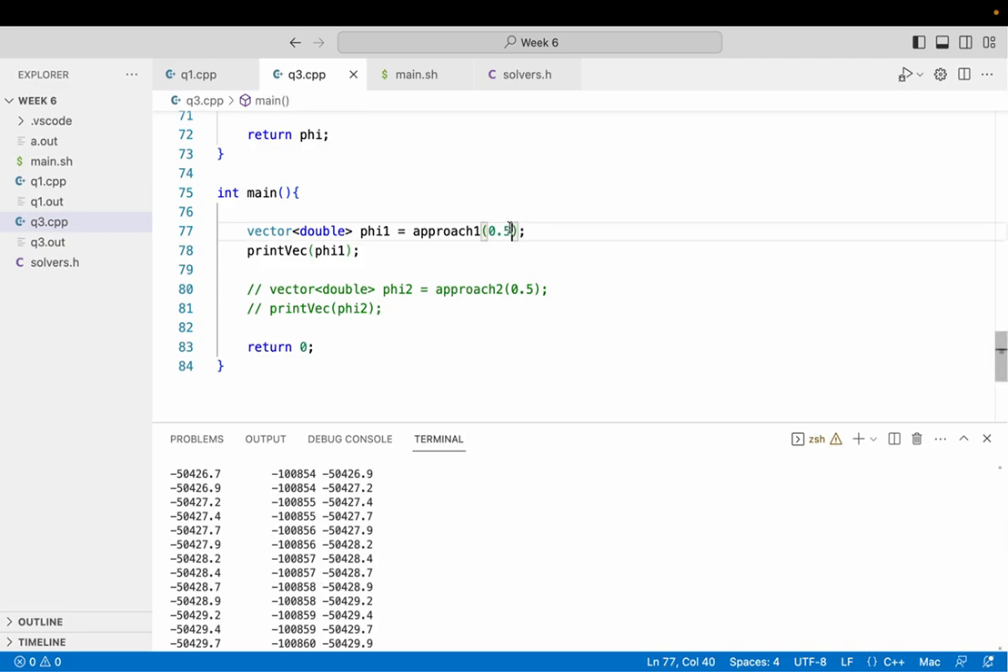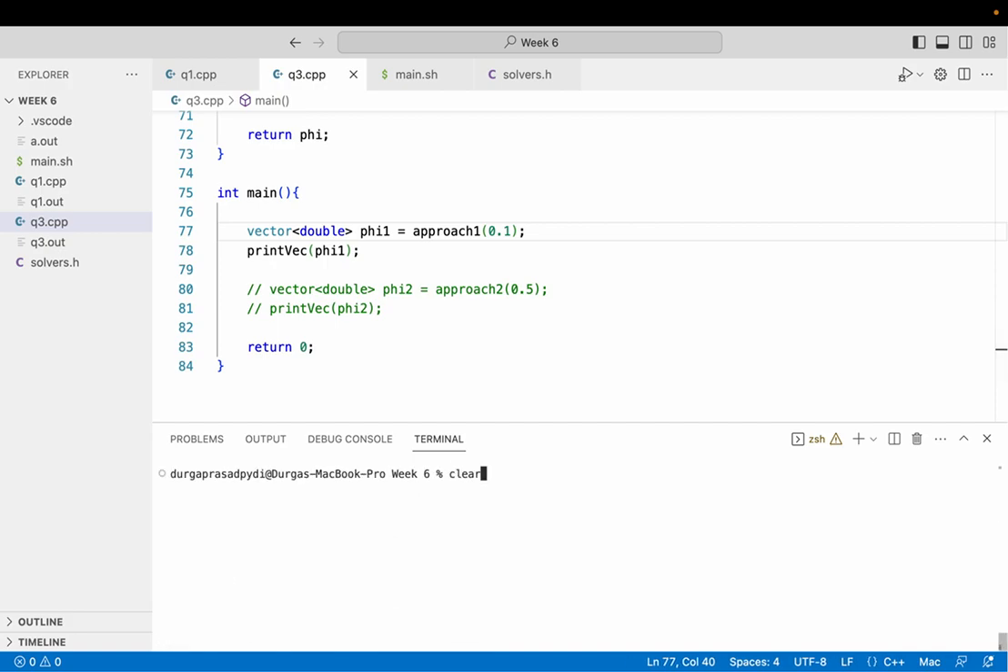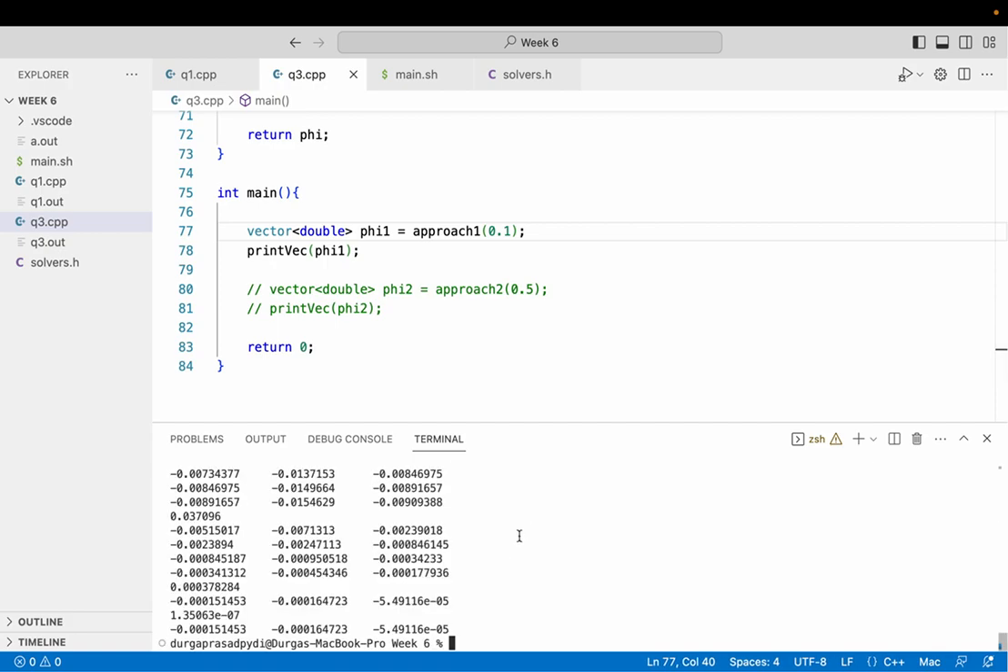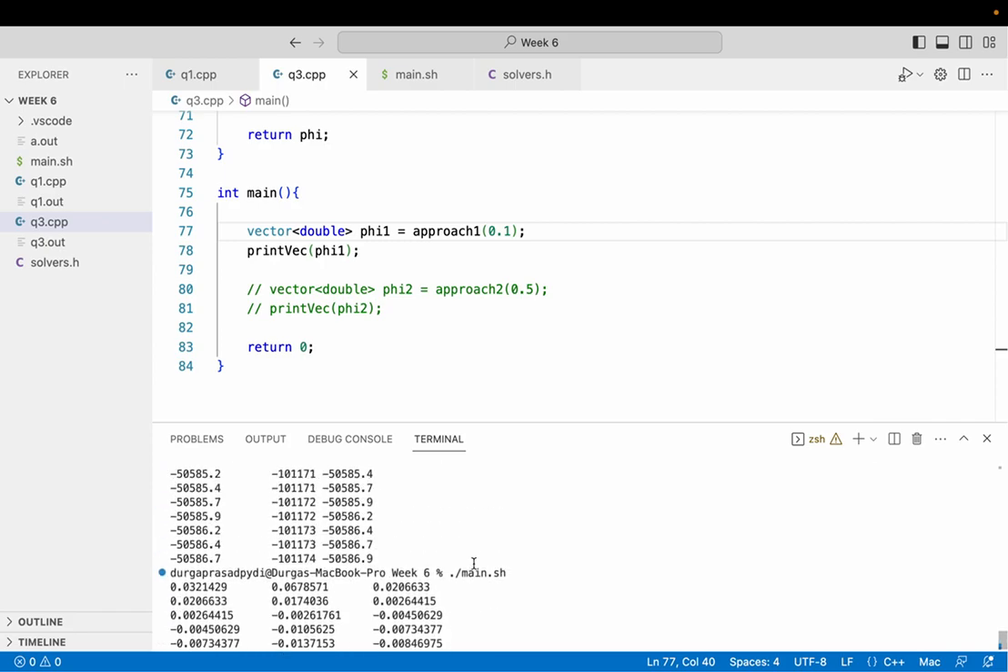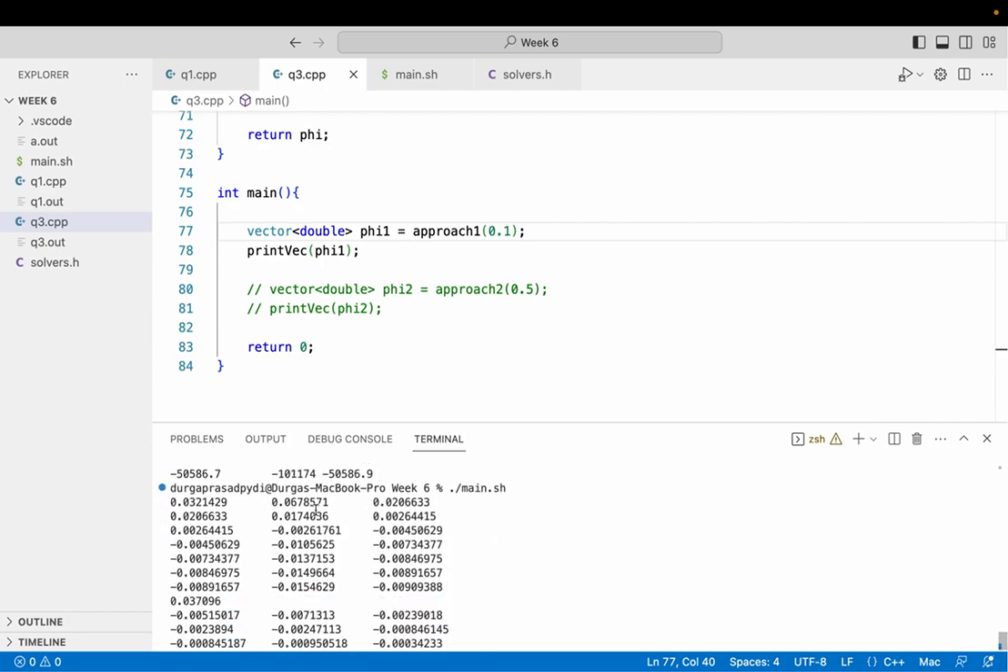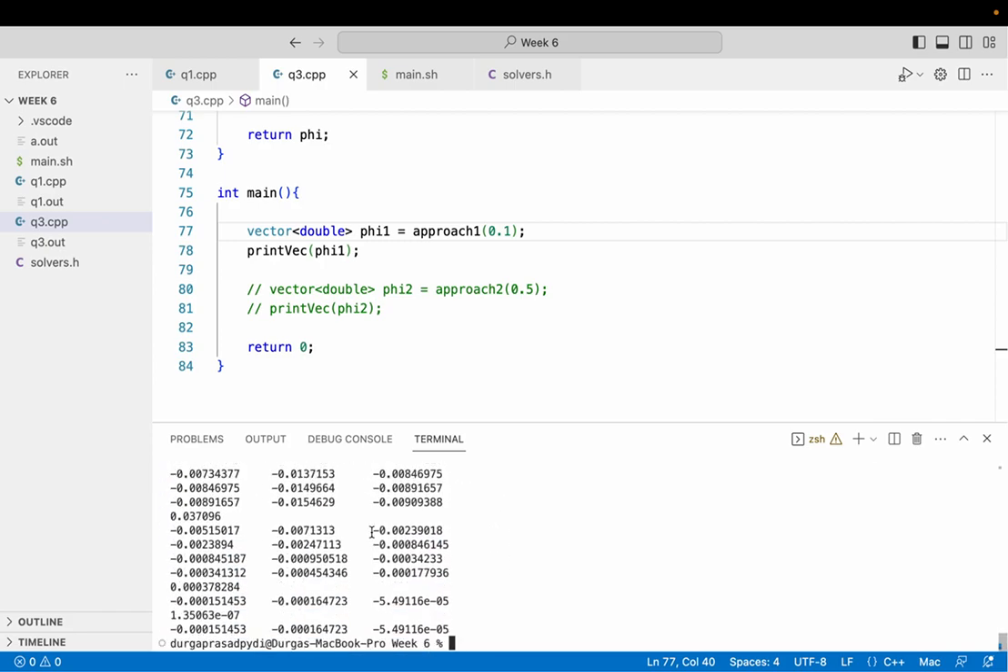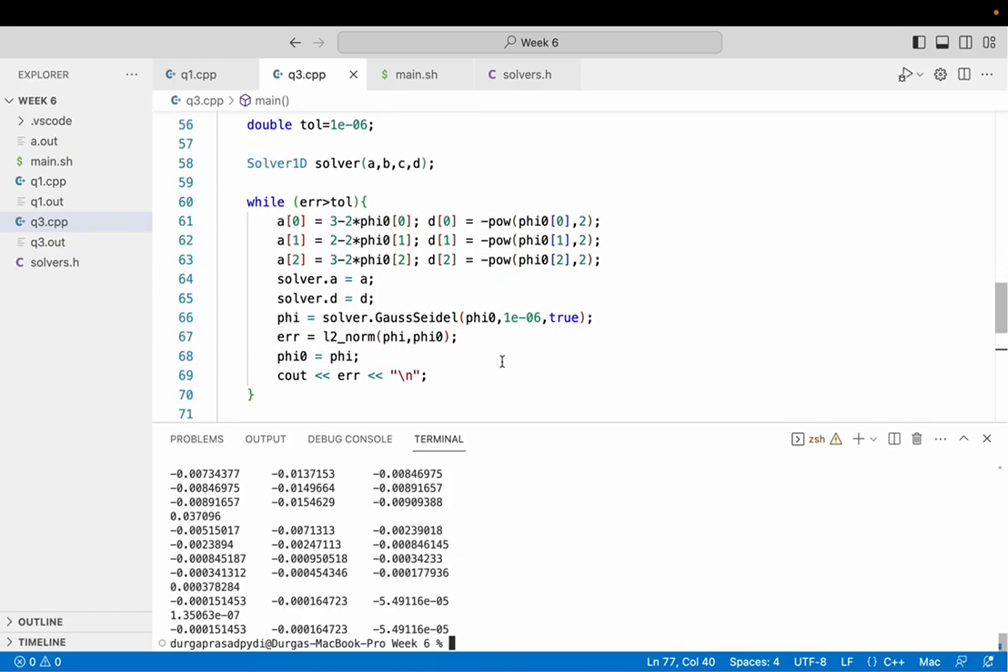But if I give a smaller value of initial guess, you can see how the values behave. It started from 0.1 and then keeps on going to close to 10 power minus 7. So that is equal to 0. I gave a tolerance of 10 power minus 6, so it converges to around 10 power minus 7.